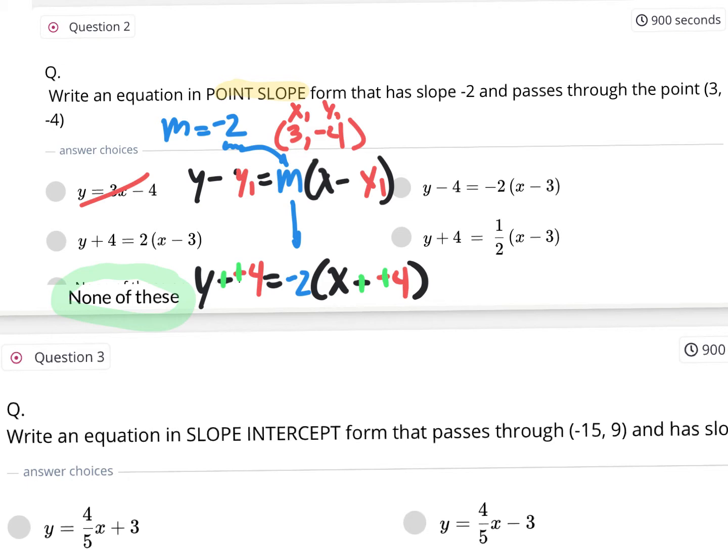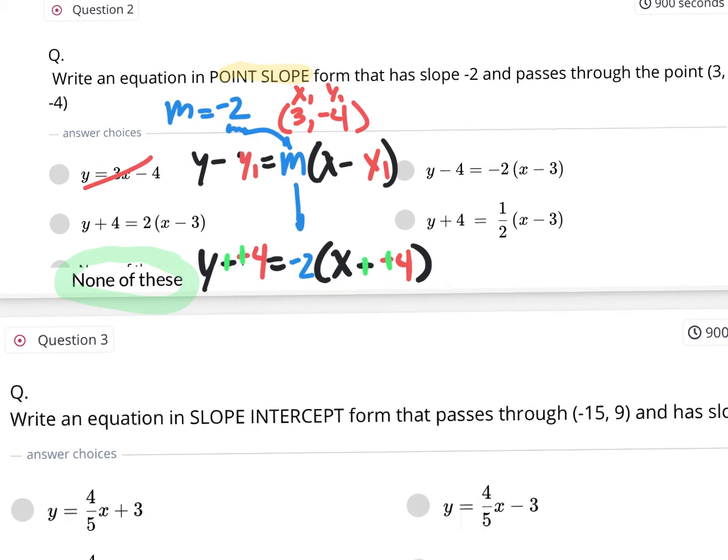Even if they were to ask you to write it in slope-intercept, if they give you a slope and a point, definitely go for point slope form and then change it to slope-intercept by distributing and then by getting rid of this number by subtracting 4 at the very end. We'll get to one of those later, I guess.